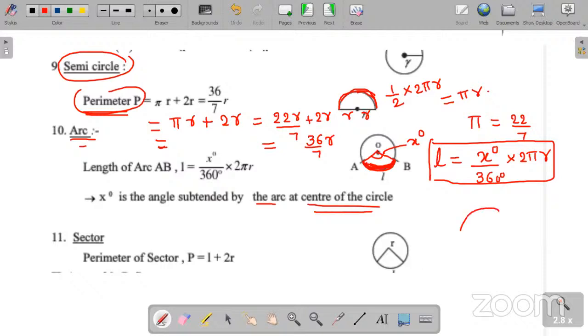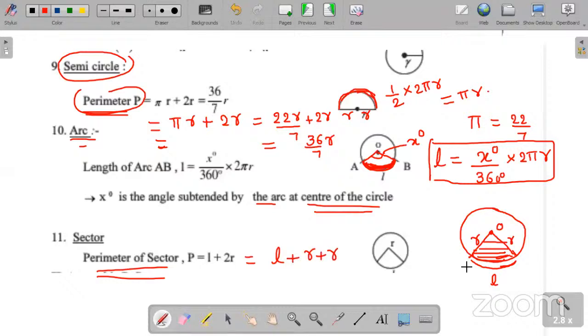Now, my dear students, you remember this arc, and the center of the circle. This portion is called a sector. What is the perimeter of the sector? This is the length of the arc, say L. This is the radius R and R. What we are asked is the perimeter of the sector, that means L plus R plus R. This is the perimeter of the sector, so you get L plus 2R. Yes or no? Understood? Did you get the answer?